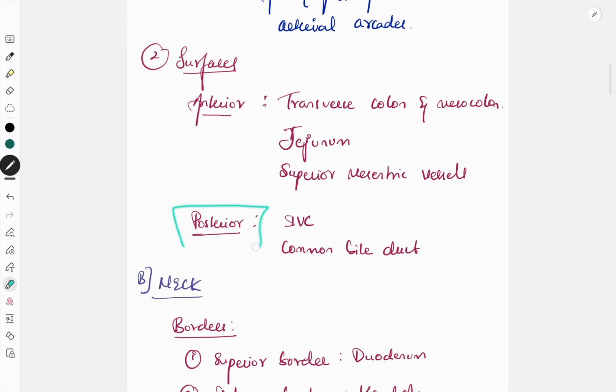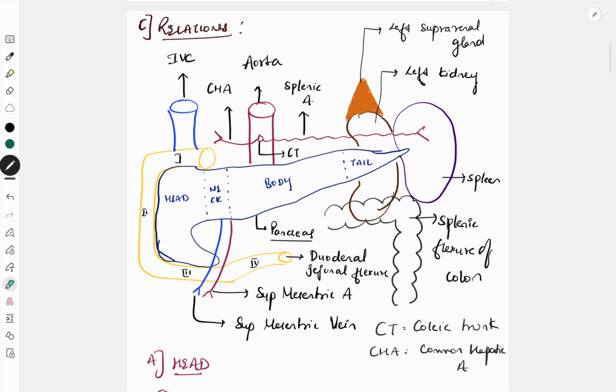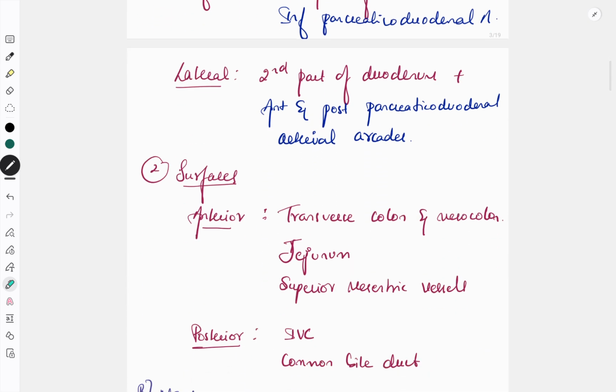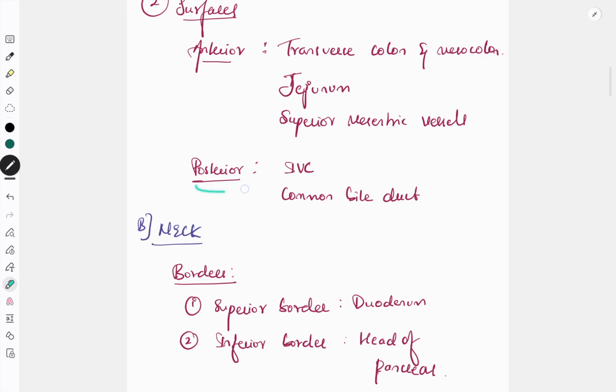Moving to the posterior relations. You can see the head part. See, this inferior vena cava will continue like this, right? So this is the posterior relation. Along with that you have the common bile duct, which will come and join, and forms a posterior relation.